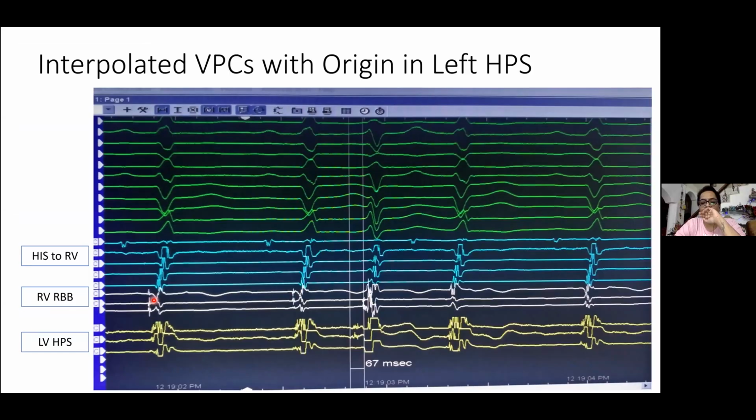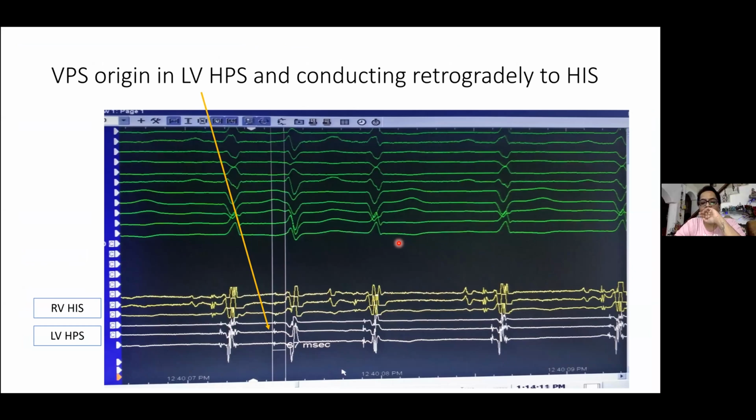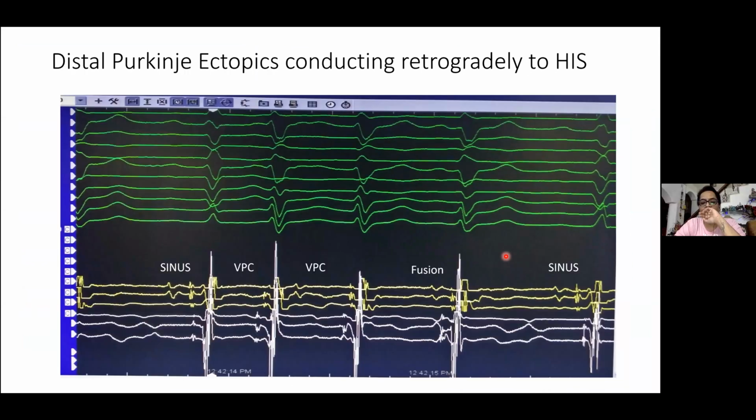Although it was not that common, you can see 1, 2, 3, 4. So for 4 beats, I am getting 1 PVC. It was not that common, but fairly frequent. Over here also you see 1 PVC for 4 or 5 beats.